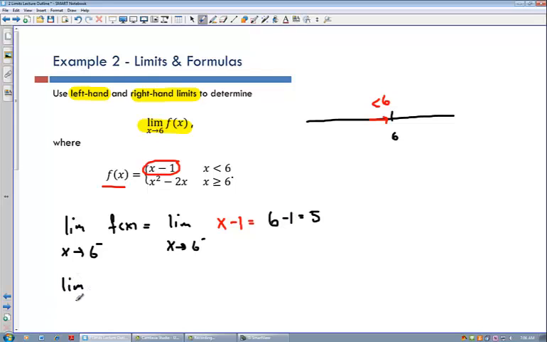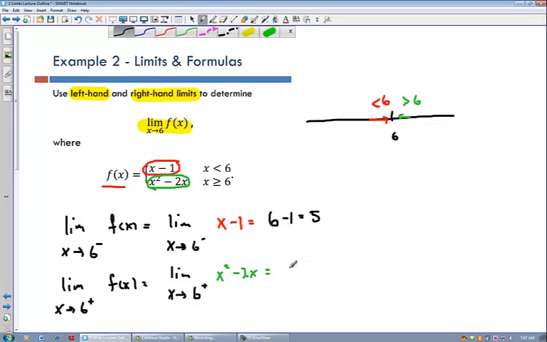Now for my right-hand limit, as x goes to 6 from the right-hand side of my function. When you're coming in from the right-hand side, my x values are greater than 6. So, of course, you're going to use the bottom one, which is x squared minus 2x. And you simply plug in the point. So plug in 6, and you get 6 squared minus 2 times 6, which is 36 minus 12, which is equal to 24.